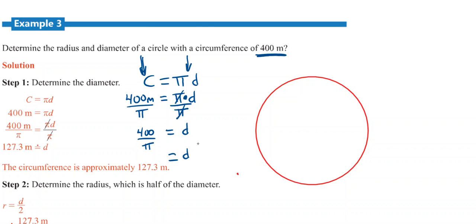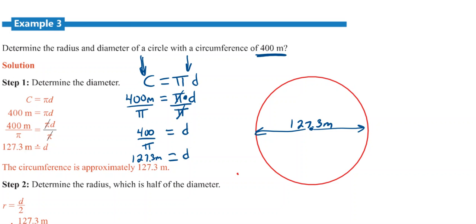I'm going to leave d on this side. I know it's on the right, and that doesn't look like the way we usually write equations, but that's fine. So I'll say d is equal to 400 divided by pi, which is 127.3 meters. Okay, so that's what this is. That was from here to here. The whole diameter was 127.3 meters.